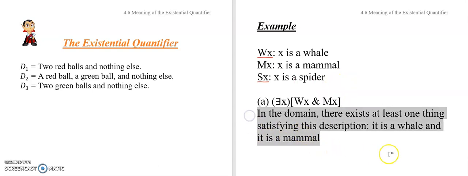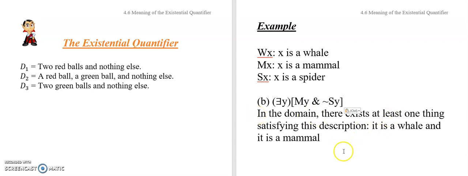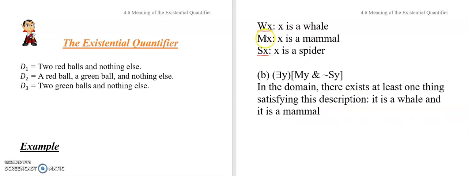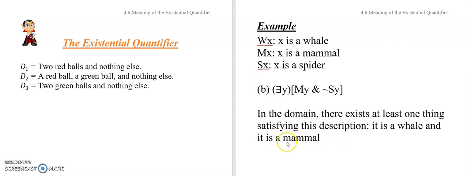This would be like our official wording. In the domain, there exists at least one thing that satisfies this description. In Santa's bag, there's something like this. It's a whale and it's a mammal, okay? Let's go ahead and try the next one together, which was B. This is still the answer to A here, but try to translate B, and you can use A as your template if you like.